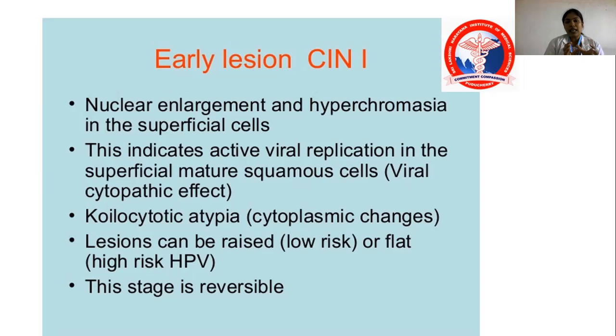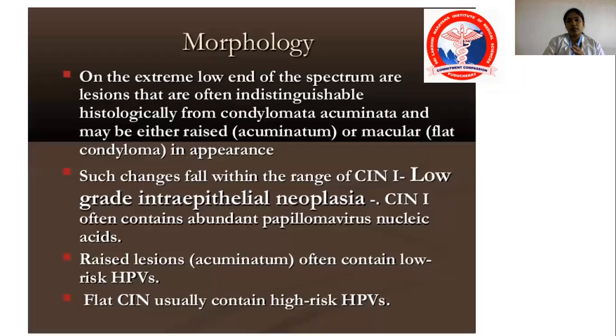There is coilocytic atypia. The lesions can be raised or flat. Raised lesions are usually caused by low risk virus and flat lesions are usually caused by high risk HPV virus. This stage is reversible. Coming to the morphology, on the extreme low end of the spectrum are lesions that are often indistinguishable histologically from condyloma acuminata, and they may be either raised or flat in appearance.